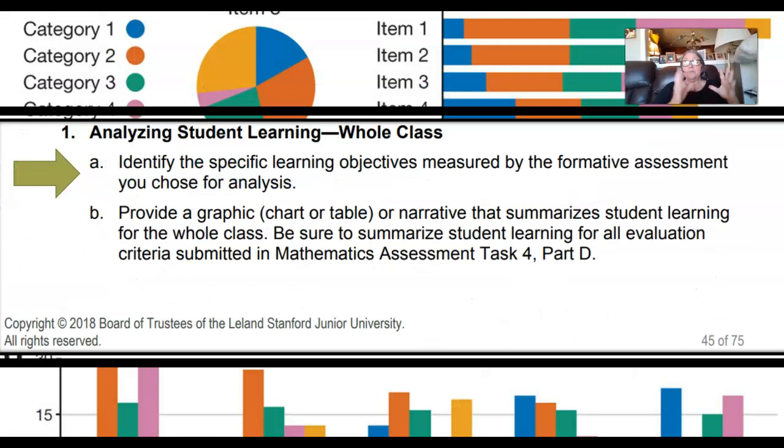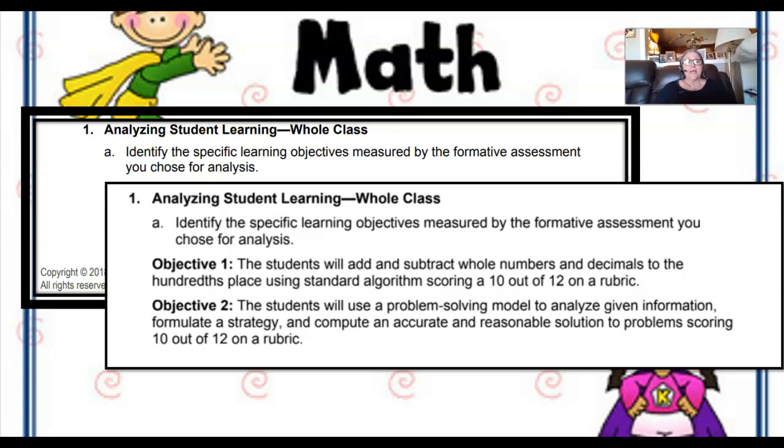Now, once you have those things, you're ready to write. You've given the assessment to the students, and you're sitting, you're looking at it. So now you're ready to write, and the first question you have to write is prompt 1A, which is identify the specific learning objectives measured by the formative assessment you chose for analysis. So identify. Whenever you see identify, just say praise the Lord, hallelujah, because it's going to be easy. It's just really a matter of just stating what they are.